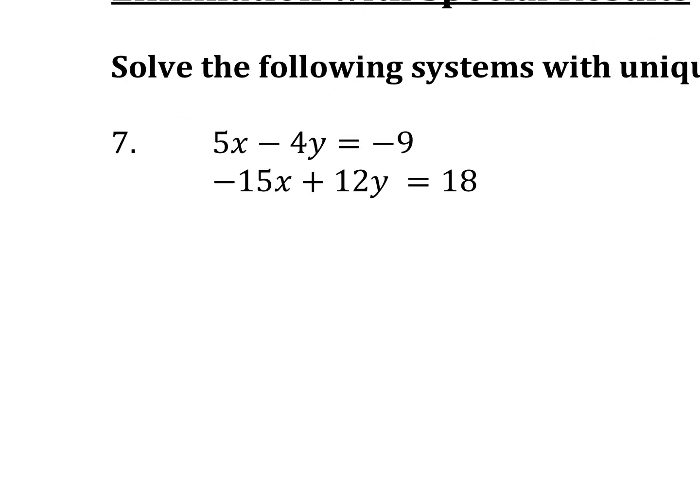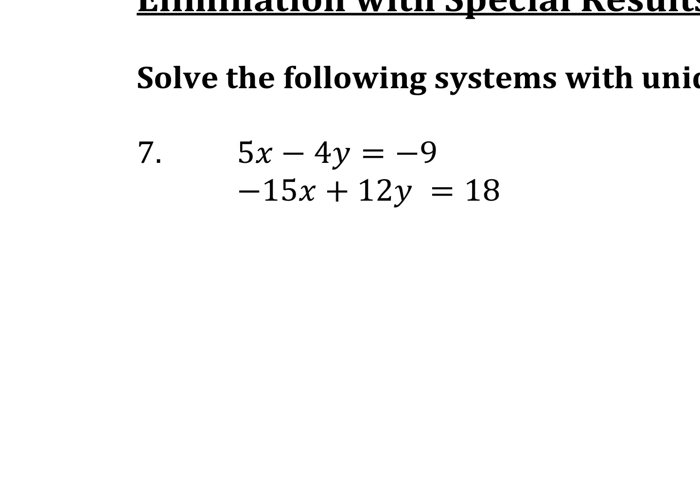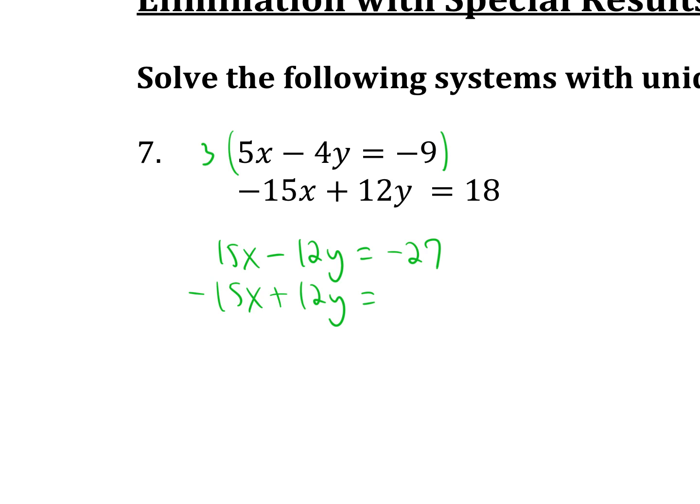All right, so this one here, everything's lined up. We do not have opposites here, but we can multiply to get opposites. So I see 15 and 5. I see 4 and 12. Let's do 15 and 5 here. So we can do the opposite of 15. Negative 15 would be positive 15, so I can multiply by 3 here. So 3 times 5x is 15x. 3 times negative 4y is negative 12y. And 3 times negative 9 is negative 27. I got negative 15x plus 12y equals 18.